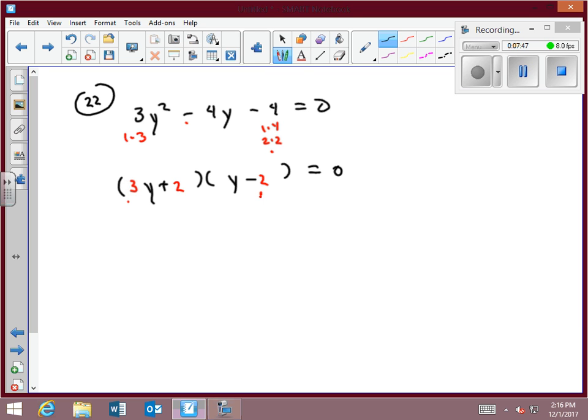Now you apply the principle. So y is going to equal a negative 2/3, right? Or y equals a positive 2, right?